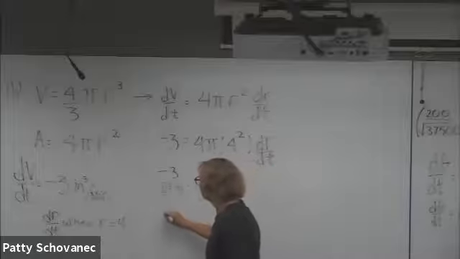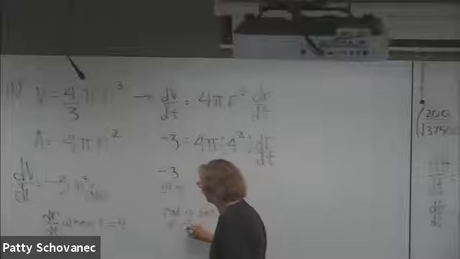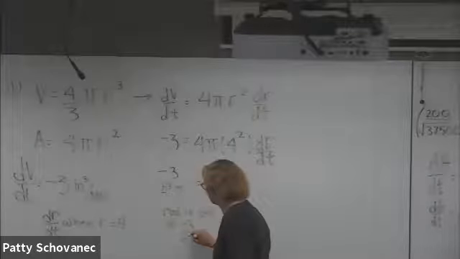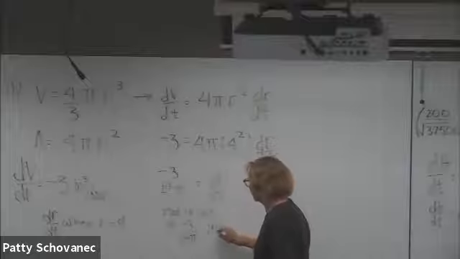So the radius is decreasing at a rate of minus 3 over 64 pi inches per minute.